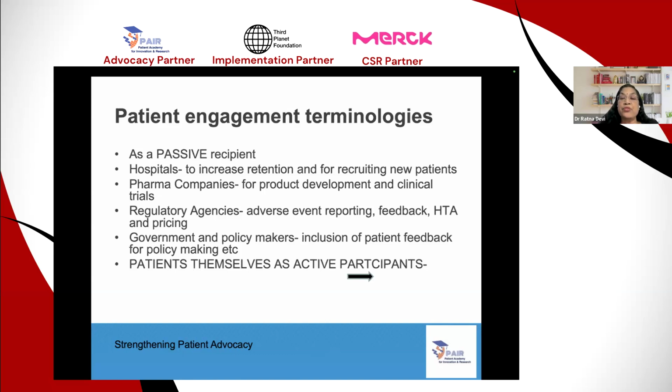It could be through pharma companies for product development and clinical trials, where people are reached out to for a particular cohort and information is sought to be able to enroll into a trial or to understand whether a product is being received in a positive way. By regulatory agencies for adverse event reporting, feedback, for health technology assessment, and for pricing information. It could be government and policy makers, where inclusion of patient feedback for policy making, etc., or policy documents are shared with people to understand their perspectives. And patients themselves as active participants, where they themselves decide the topics on which they wish to be involved.